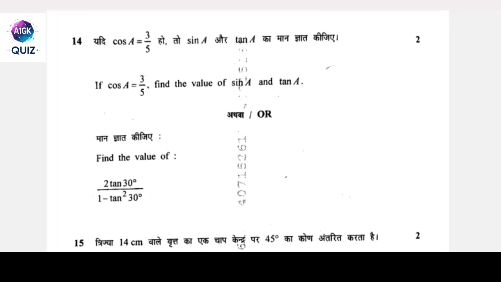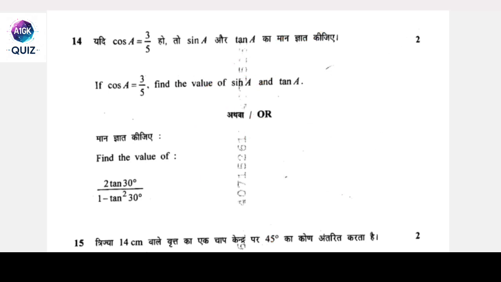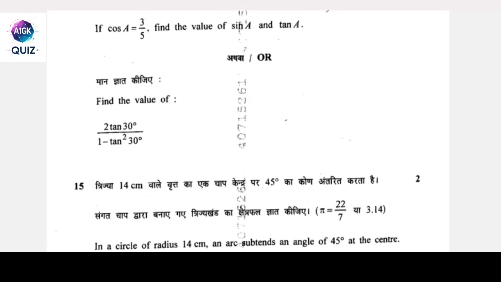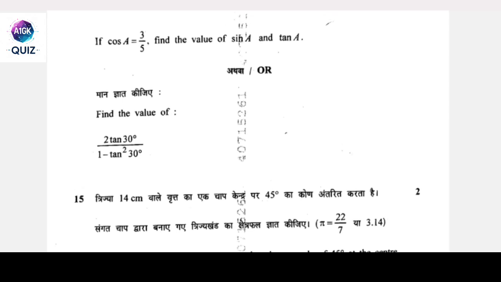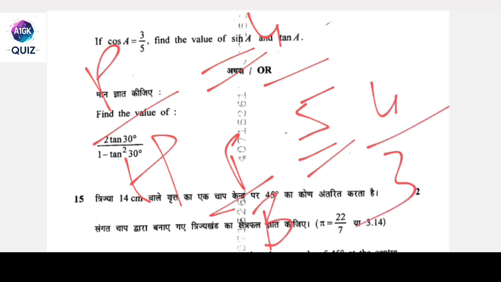Question number 14 is if cos A is equal to 3 by 5, find the value of sin A and tan A. Cos A means base by hypotenuse. Base is 3, hypotenuse is 5. It means on putting the values in Pythagoras theorem, we get perpendicular as 4. When we get perpendicular as 4, we get the value of sin A, means perpendicular upon hypotenuse. Perpendicular we get 4 and the hypotenuse is already 5. Formula of tan theta is perpendicular upon base, that is perpendicular 4 and the base is 3.